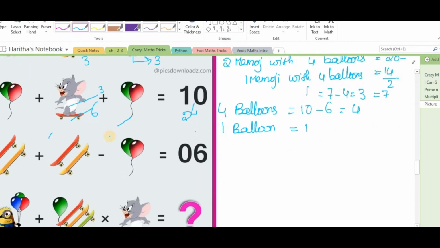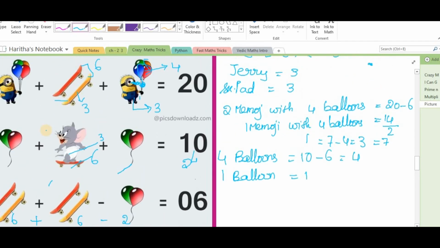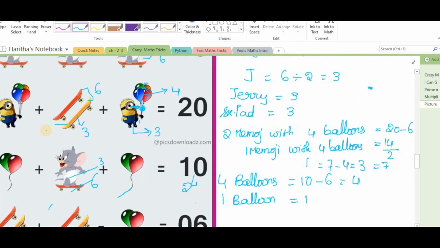Now we will see the next line. So here first we are going to do addition. 2 pads are there, so 2 3s are 6 plus again 6, 12 minus 2, but here it is getting a wrong answer. So the value of pad is not 3. Yes or no?